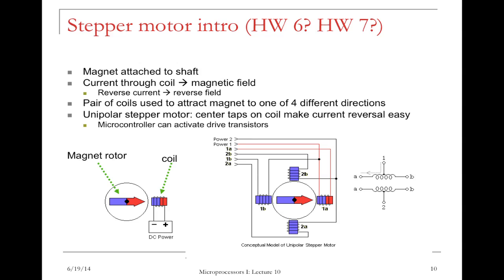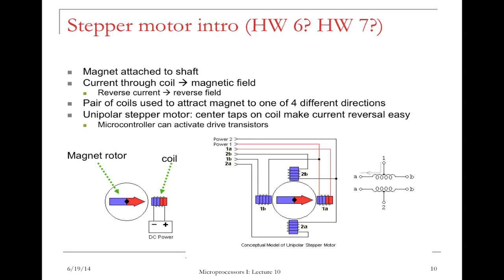A step motor basically has a magnet attached to a shaft inside it, and we can control the current through those coils, and that will generate a magnetic field. If we reverse the current, it will reverse the field. We have pairs of coils used to attract the magnet to one of 4 different directions.